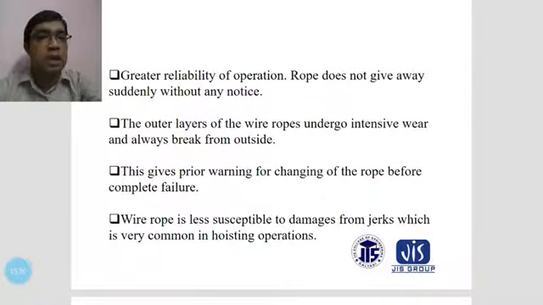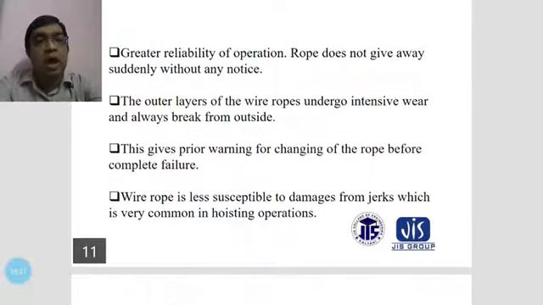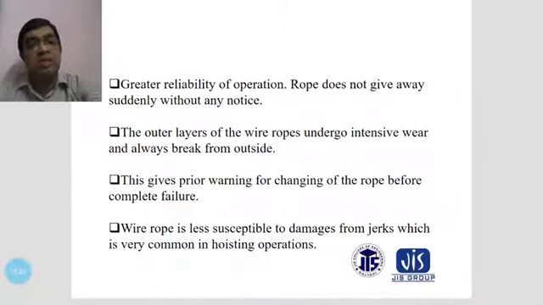Similarly, the rope gives notice before complete failure, and awareness comes during the transfer of materials from one place to another. Hazardous environments are not created during the transfer of materials, and this is the advantage.